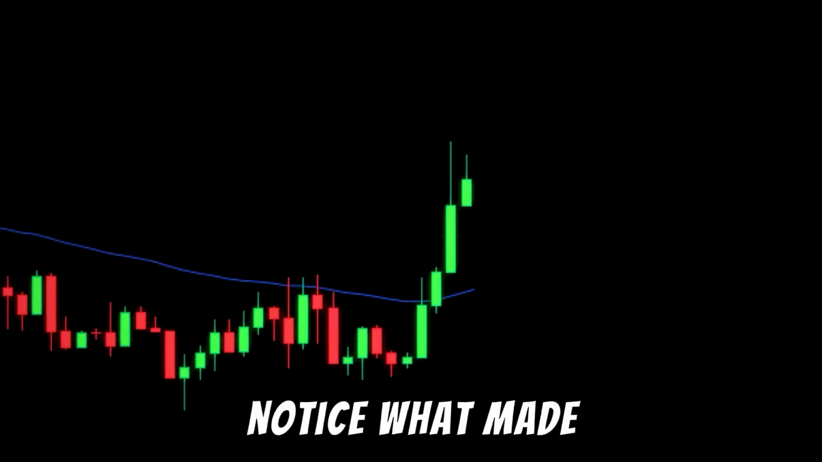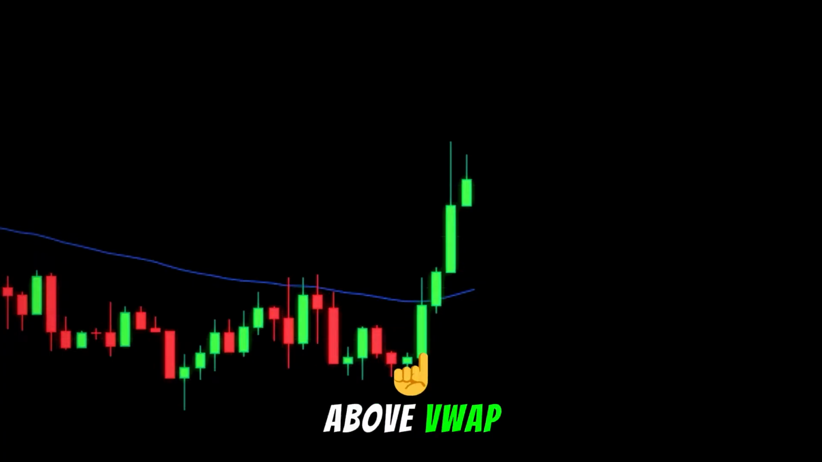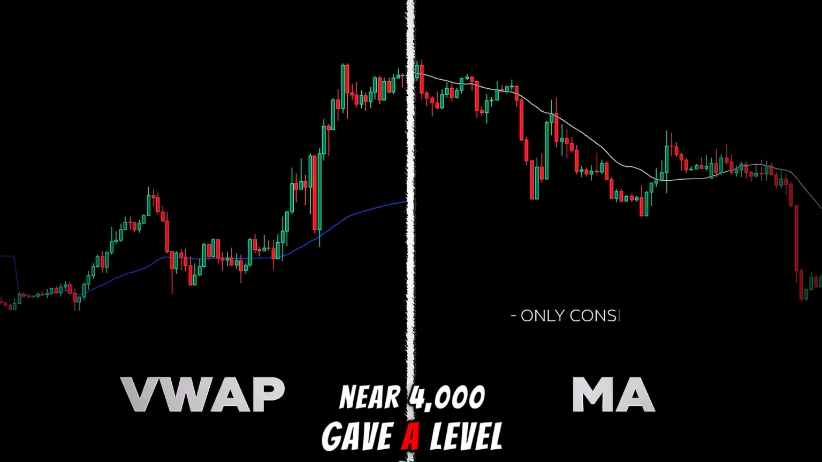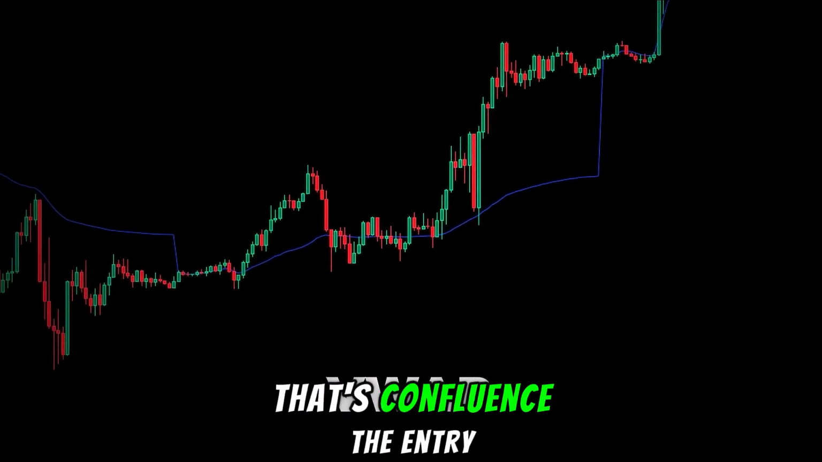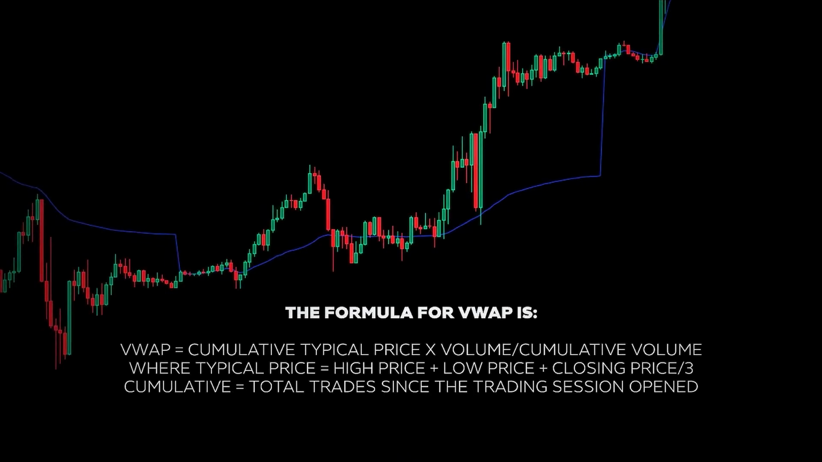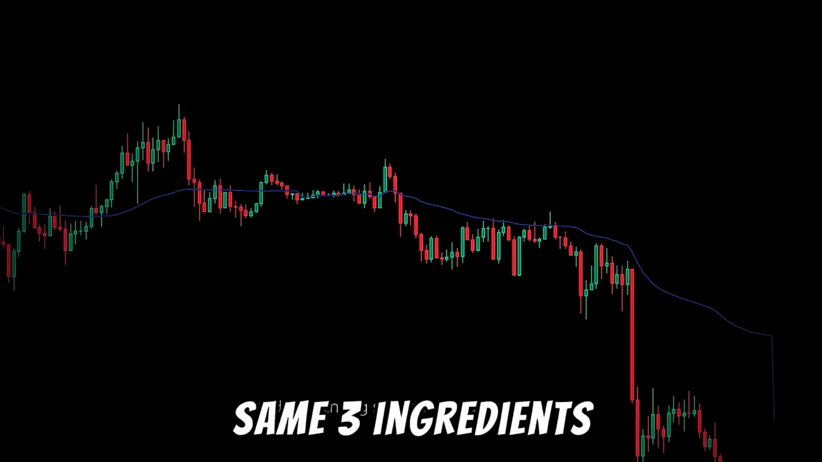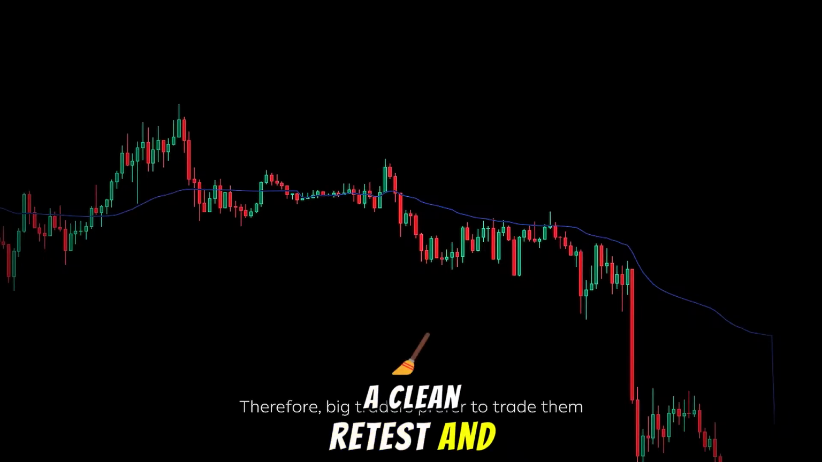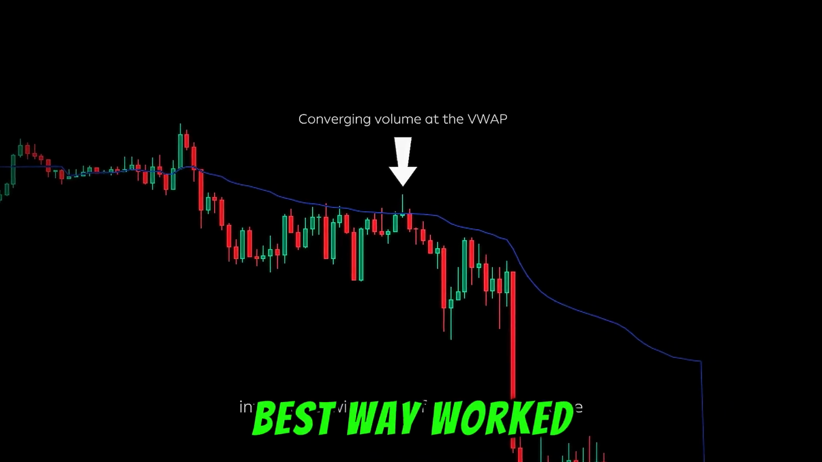Notice what made that trade high quality. Everything agreed. We were above VWAP, so the rule allowed longs. The pre-session high near 4,000 gave a level, and the pullback tapped VWAP for a clean retest. That's confluence. The entry was defined, the stop was tiny and logical, and the exit was handed to the 8 EMA rather than my emotions. Same 3 ingredients every time: right side of VWAP, a clean retest, and the EMA to trail. Simple, repeatable, boring in the best way.